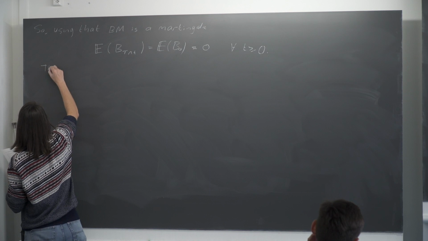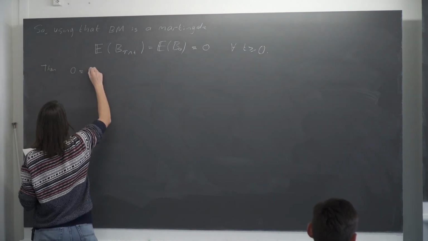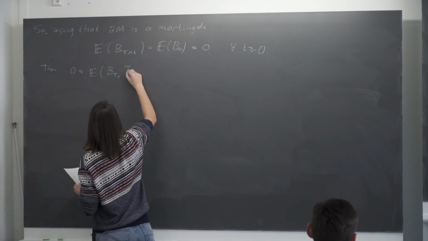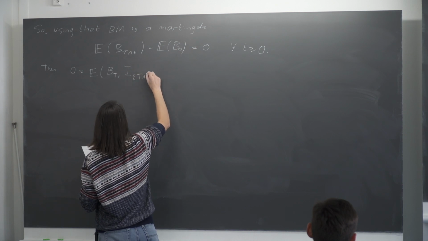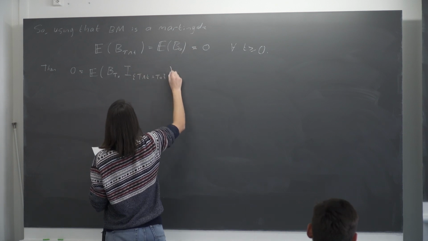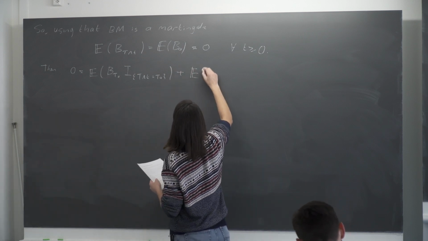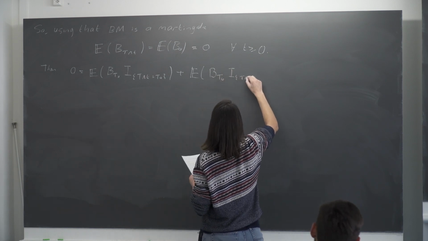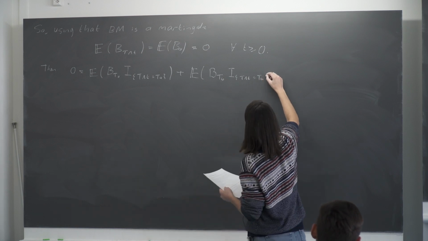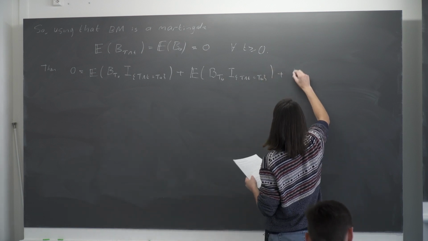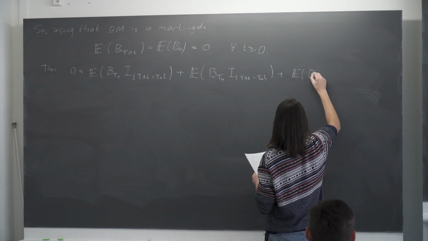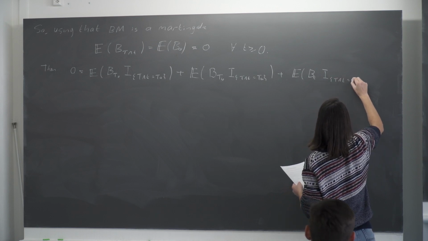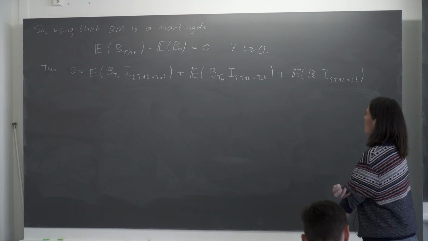So 0 is equal to the expected value of B_TA times the indicator function that T min t is equal to TA, plus the expected value of B_TB times the indicator function that T min t is equal to TB, plus the expected value of B_t times the indicator function that T min t is equal to t. Okay, so that's just breaking that into 3 events.